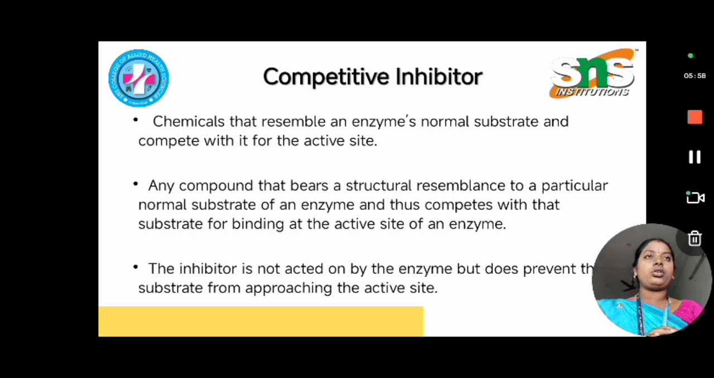Normally, the active site is present in the enzyme. The active site is a part of the enzyme in which the substrate binds, and it forms the enzyme-substrate complex, and the products are released. A competitive inhibitor is one which resembles the normal substrate. In the substrate's place, the inhibitor will bind and inhibit the chemical reaction.